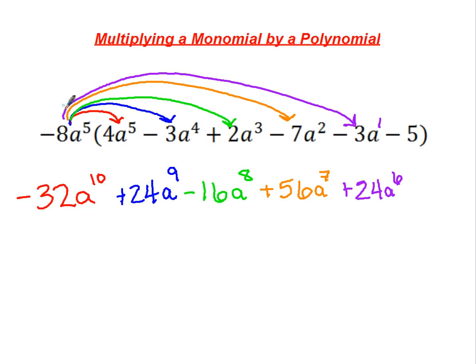And our last distribution in this problem is to the negative 5 here at the end. So negative 8 times negative 5 is positive 40, and it will be a to the 5th.